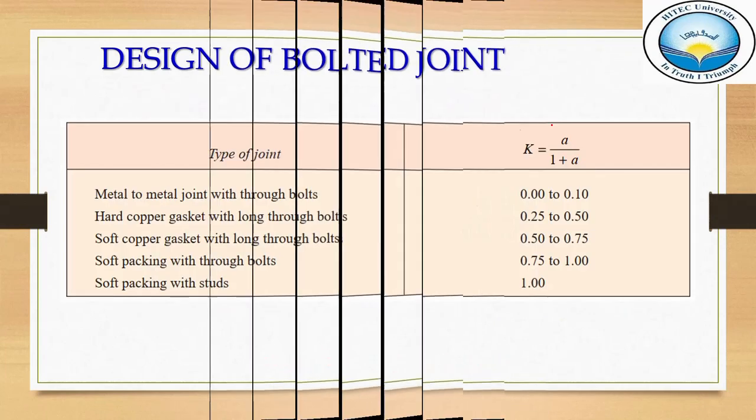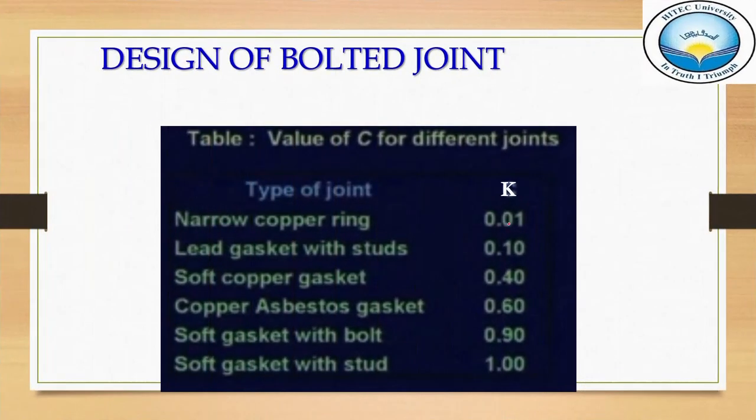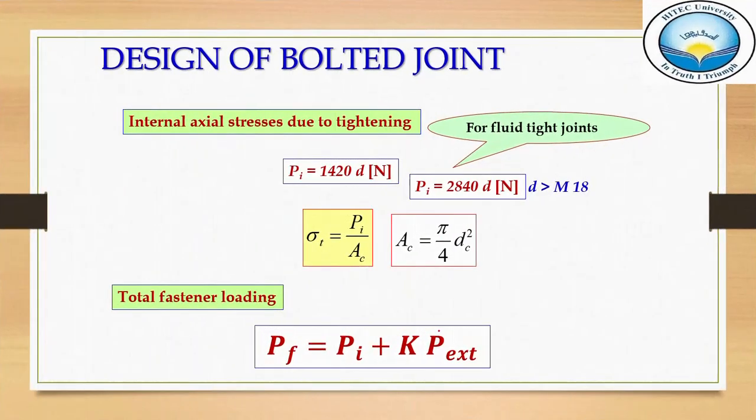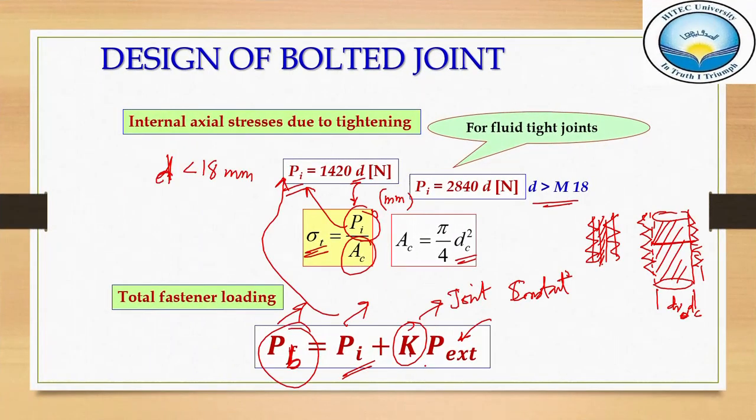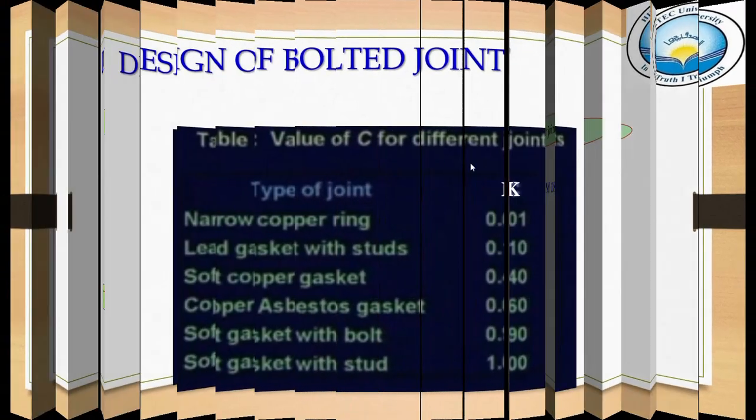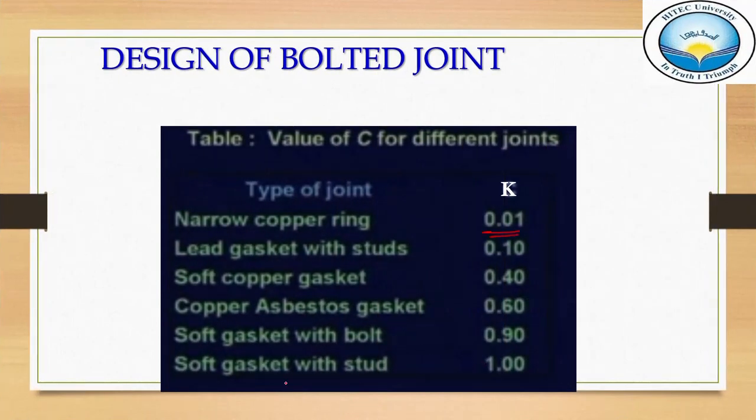So what is the advantage? If you look at the value, the narrow copper ring provides a very low value of K. If you put a low value of K here, the whole product becomes low, which means the actual load on the fastener has been reduced. But if I use a value like that of soft gaskets, it is nearly 1, which means the joint does not provide any stress relieving to the bolts.